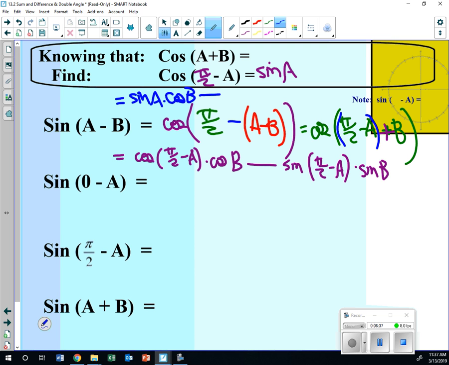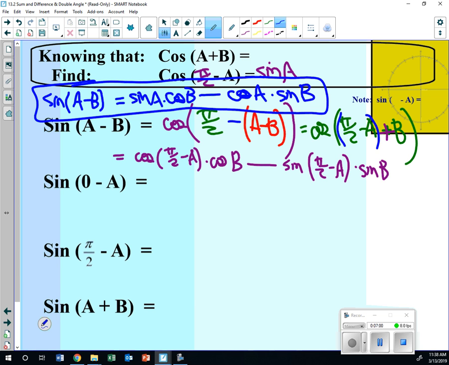And then, go ahead, Ben, what's sine of pi over 2 minus a? If the cosine of pi over 2 minus a is sine a, what do you think the sine of pi over 2 minus a is? There you got it, cosine a, sine b. And if you're speaking Spanish, this won't be CC this time. It's going to be cosi. So if you have cosine a plus or minus b, it'll be CC. If you have sine a minus or plus b, it'll be cosi.